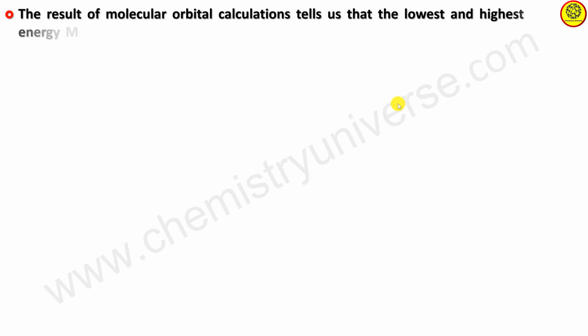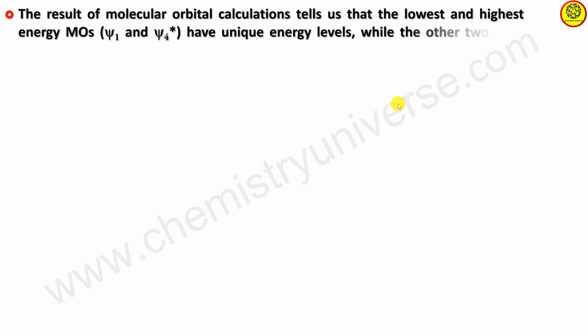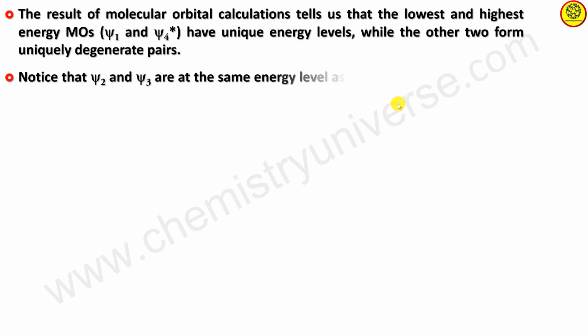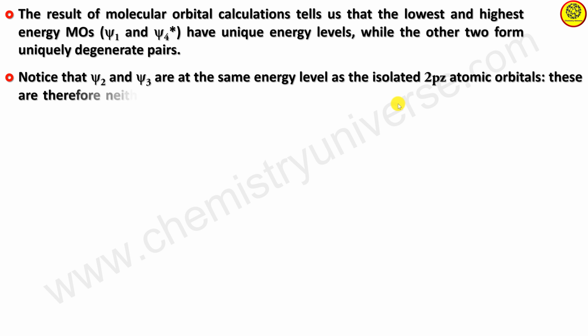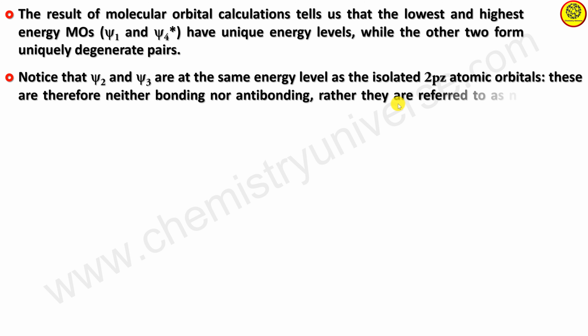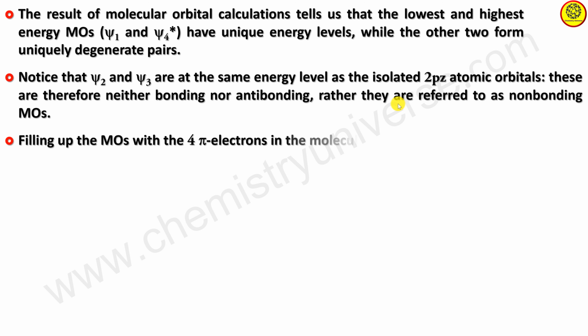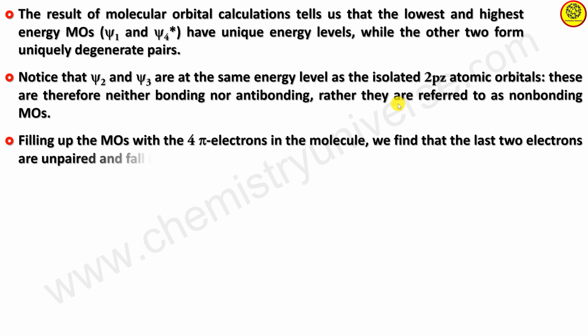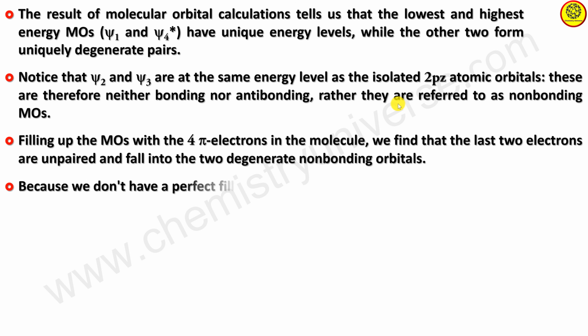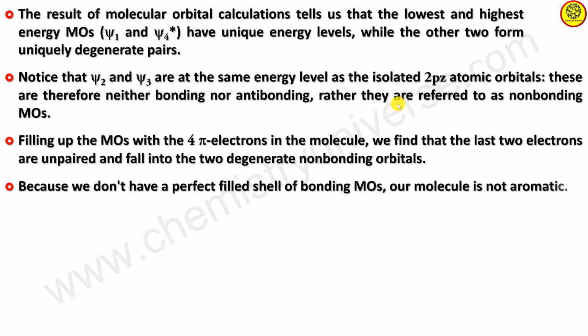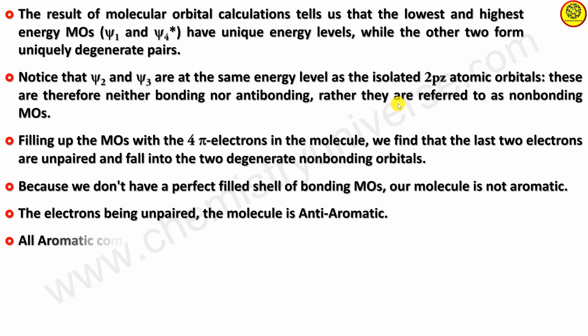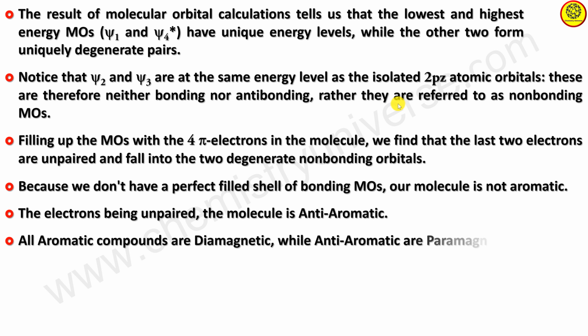So the result of molecular orbital calculation tells us that the lowest and highest are Psi1 and Psi4 star as shown. And notice that Psi2 and Psi3 are at the same energy level as the isolated 2pz atomic orbitals. These are therefore neither bonding nor antibonding, and they are called non-bonding MOs. Filling up the MOs with 4 pi electrons, we find that the last 2 would be unpaired and will go into the non-bonding. And because we don't have a perfectly filled shell, this is not aromatic. And the electrons being unpaired, the molecule is anti-aromatic, and all aromatics are diamagnetic and the antis are paramagnetic.